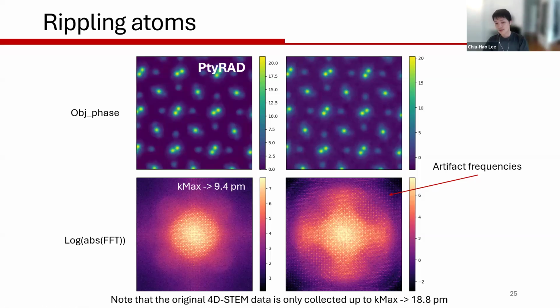And even if you start from an atomic potential that has spatial frequency up to this point, at best you will be reconstructed up to this point, right? So up to whatever spatial frequency you have in your original object.